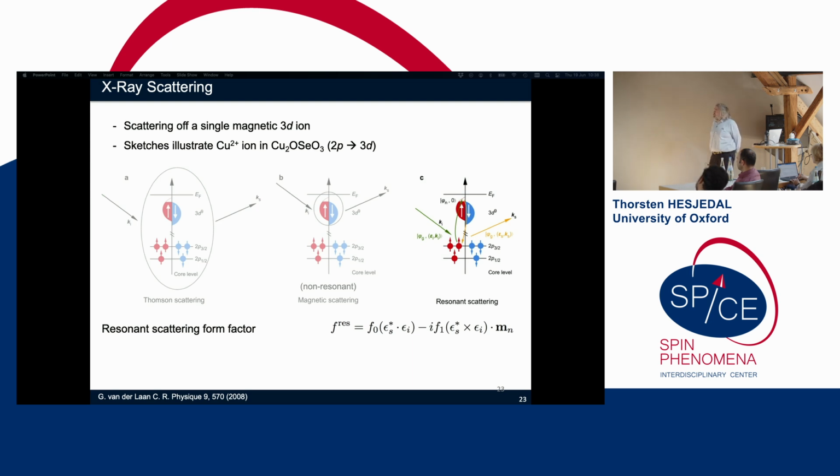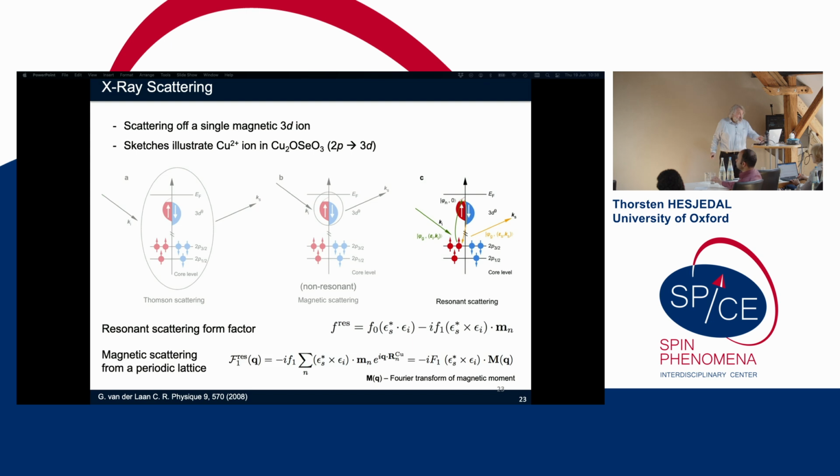And on the right-hand side, what we do, we tune the energy such that we excite a core level electron up to above the Fermi level. So it's a two-step process, and then the re-emission at the same energy is what we observe. And this is the expression for the resonant scattering form factor up to first order. And you see on the right-hand side this imaginary term that has this cross product of the polarizations of the scattered and incoming X-rays. And then you have the magnetization component dotted to it.